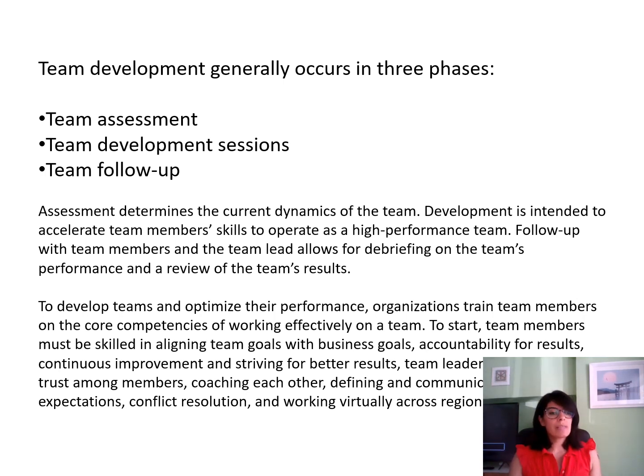Now, to develop teams and to optimize their performance, most organizations train their members on core competencies that are involved when working in an effective team. So to start with, the members of the team have to be skilled and in alignment with the team goals and business goals, be accountable for results, look for continuous improvement, and strive for better results. They have to also trust each other, maybe be able to coach each other, define their expectations, their communication styles, resolve conflict, and maybe even work virtually in different regions. So there's a lot of work that organizations do to make sure teams are effective when it comes to working together.